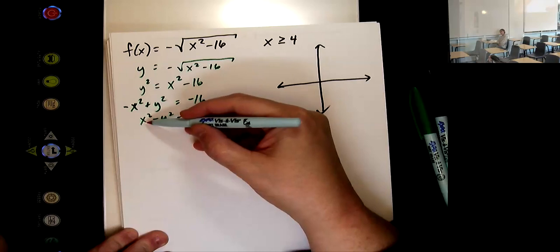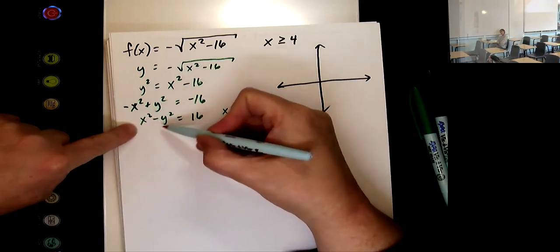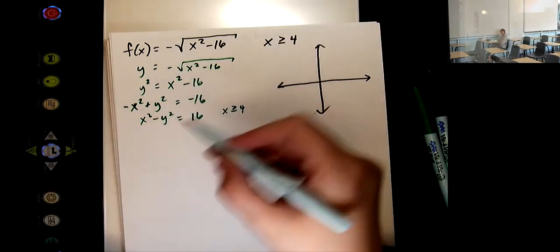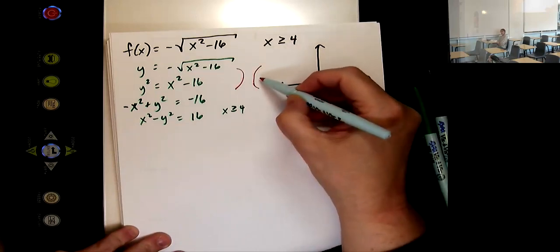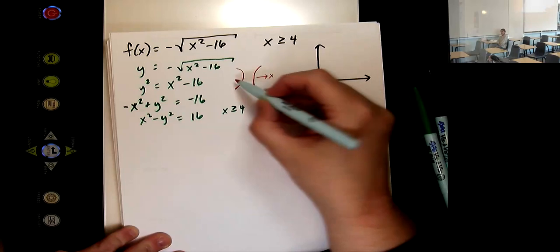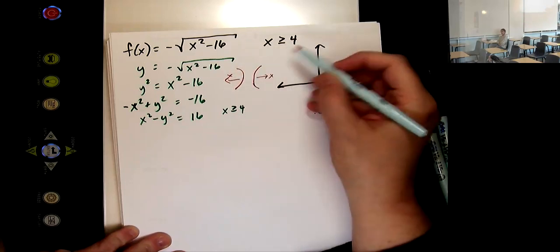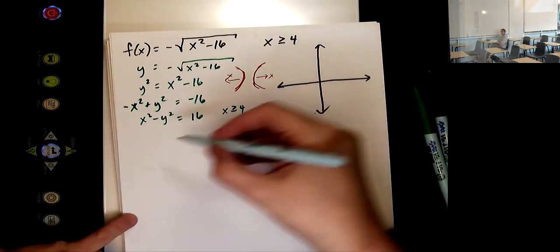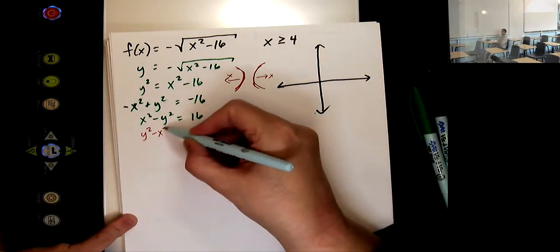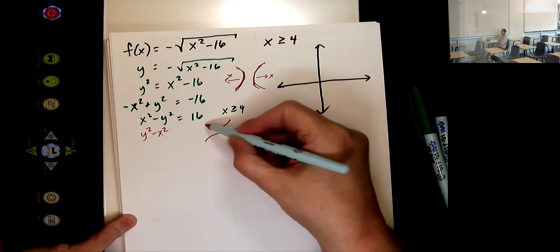Whichever one's positive on a hyperbola, here the x squared is positive, means the openings are in that direction. The openings are along x, like the little mini parabolas that are part of it. If it was y squared minus x squared, it would open upward and downward.